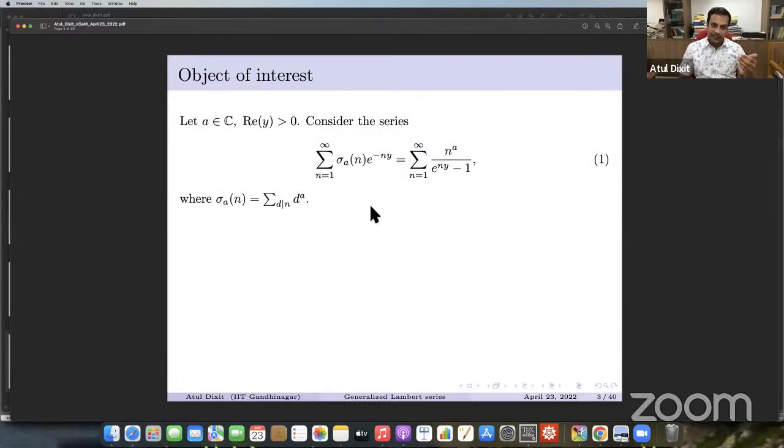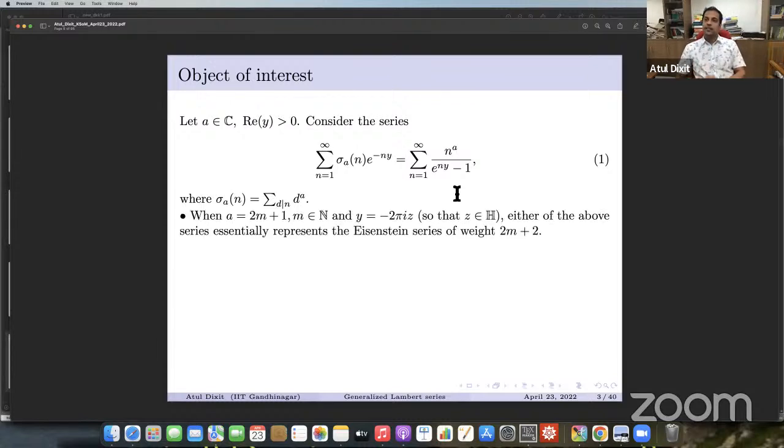So what we are interested in is this particular series, where sigma sub A of N is the sum of A-th powers of all divisors D of N. And A is a complex number, real part of Y is greater than 0, obviously required for convergence. And you can write this series in another form. I mean, that's easy to see. I'll also mention it later.